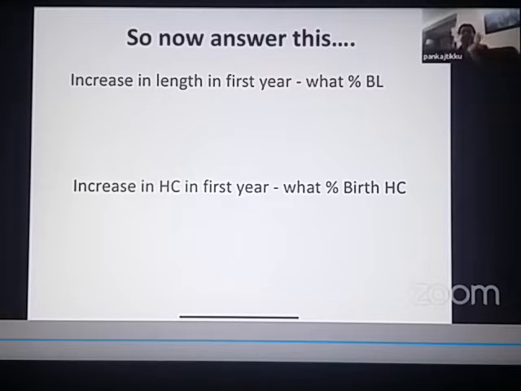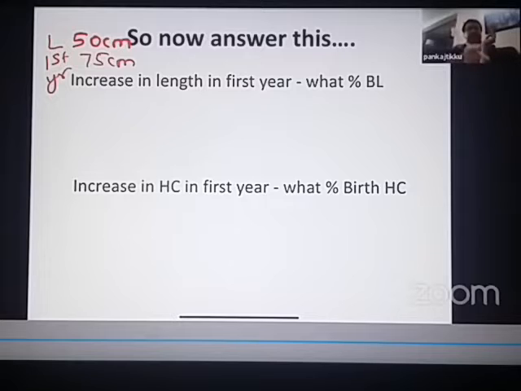Leave weight for some time. We focus on the length and the head circumference. Just let me remind you, the length normally at birth, if you remember, was 50 centimeters. And the length at the first year was 75 centimeters. Remember? So now if you are asked this question: increase in length in the first year is what percentage of the birth length?